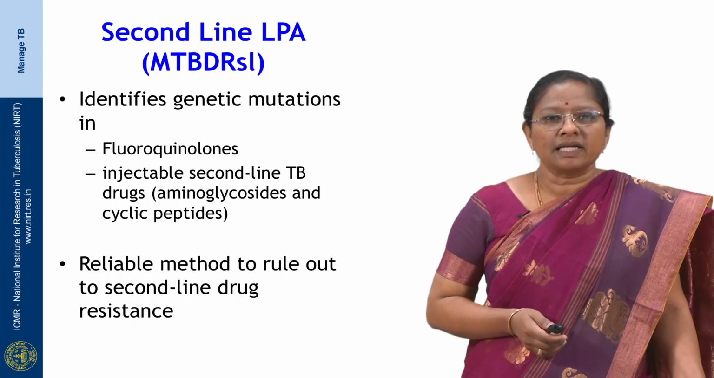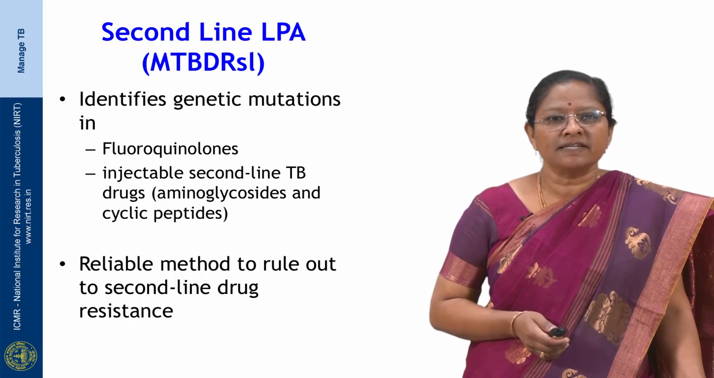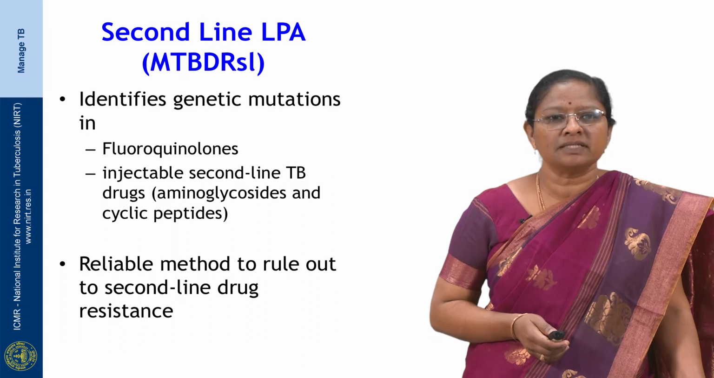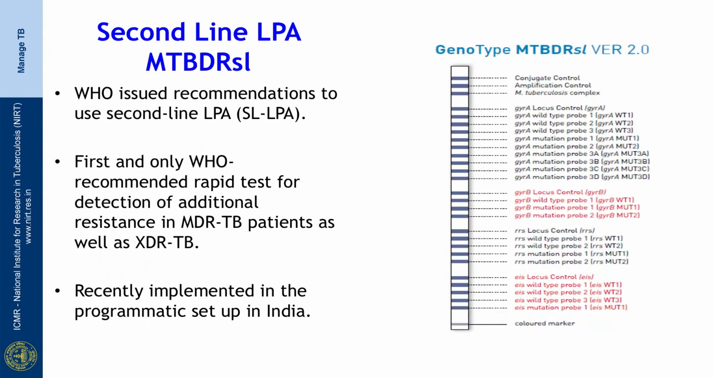So, coming to the second line probe assay, which is called the MTB-DR-SL, this has been recently approved by FDA and it identifies genetic mutations in the fluoroquinolone, the injectable second line TB drugs, namely the aminoglycosides and the cyclic peptides. This is again one of the reliable methods to rule in second line drug resistance. WHO issued recommendations to use second line LPA. As of now, this is the first and only WHO recommended rapid test for detection of additional resistance to multidrug resistant TB patients as well as extensively drug resistant TB patients.